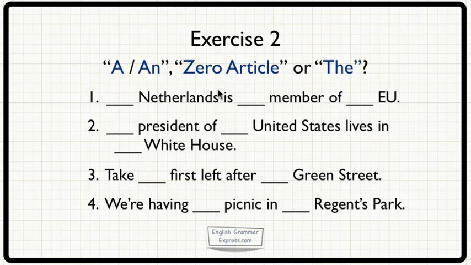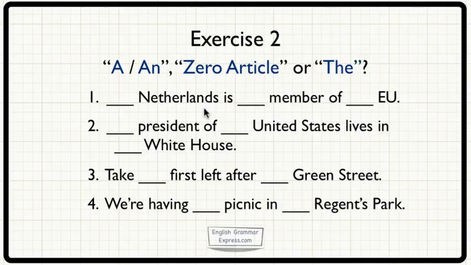This exercise will also test your knowledge of zero article and the in their special forms. Number 1, first of all. Something Netherlands is something member of something EU. Let's start with Netherlands, first of all.